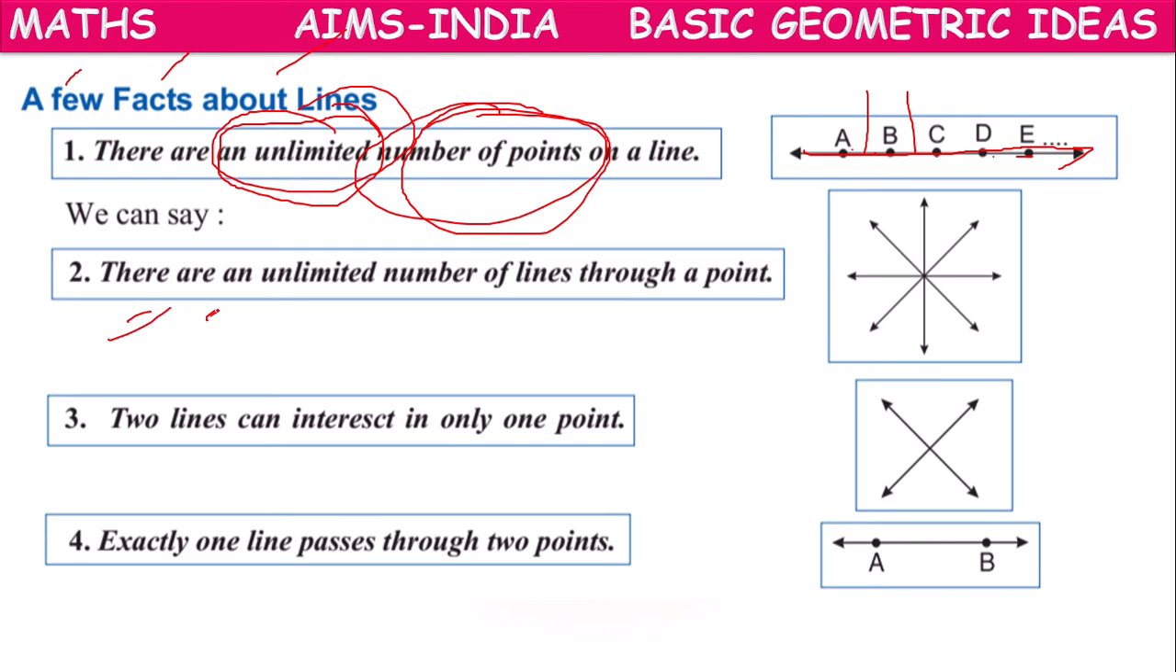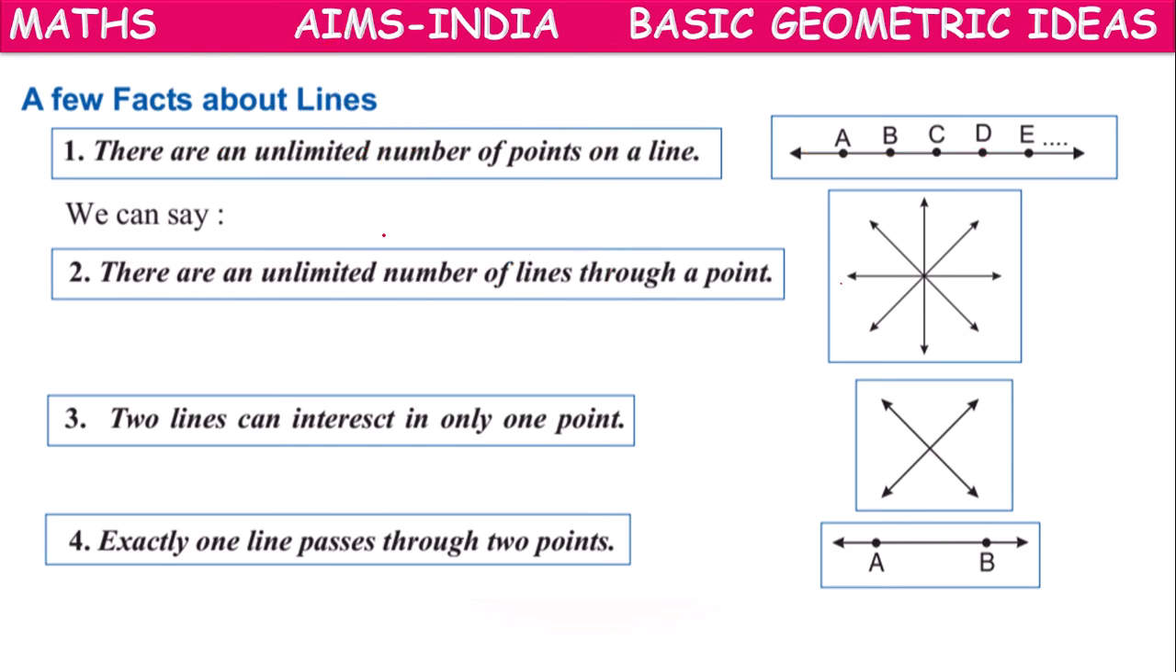Next, there are unlimited number of lines through a point. Suppose you have a dot here. If anybody asks how many lines you can draw through that point, we can draw infinite lines passing through the single point. Infinite means uncountable. So there are unlimited number of lines passing through a point.